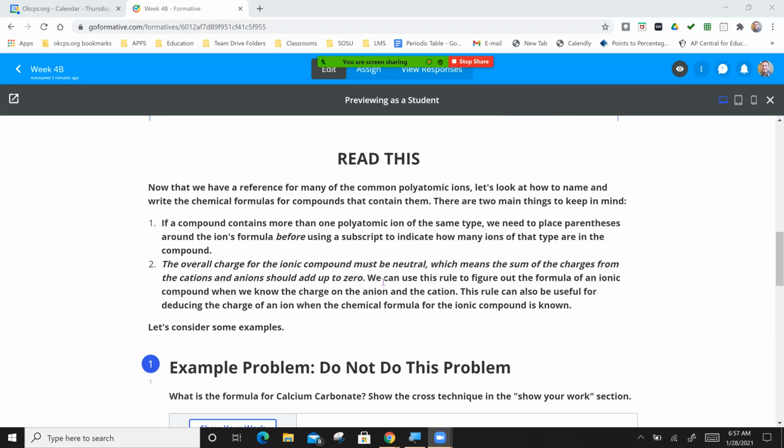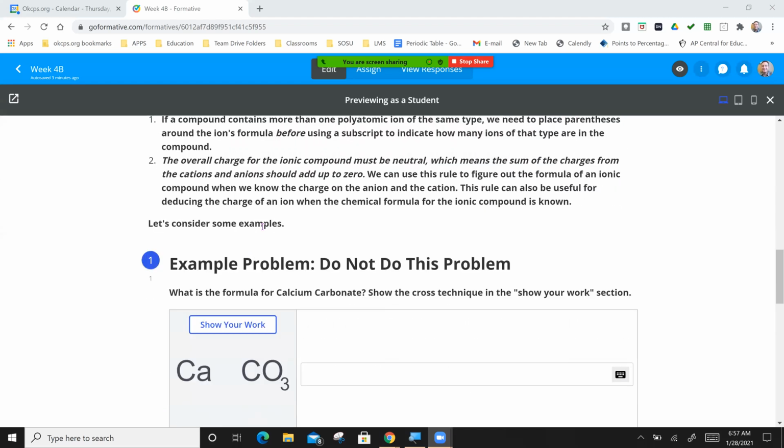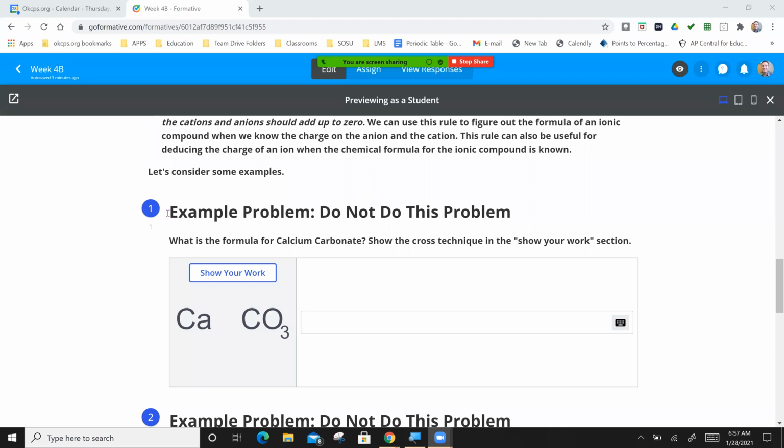We use this rule to figure out the formula of an ionic compound when we know the charge of an anion and cation. This rule can also be useful for deducing the charge of an ion when the chemical formula for the ionic compound is known. So I'm going to give you some examples, and some of this is not new. Like, for instance, the sum of the charges should equal 0. Rule number 1, using the parentheses, that may be new. So let's look at an example involving calcium carbonate.